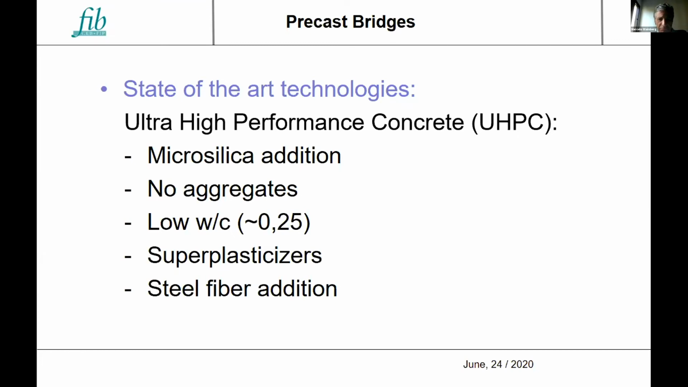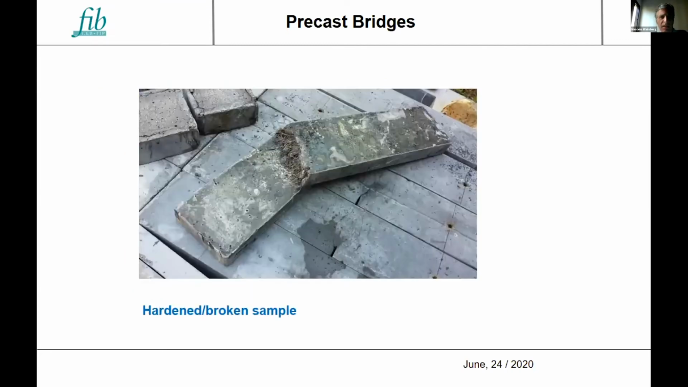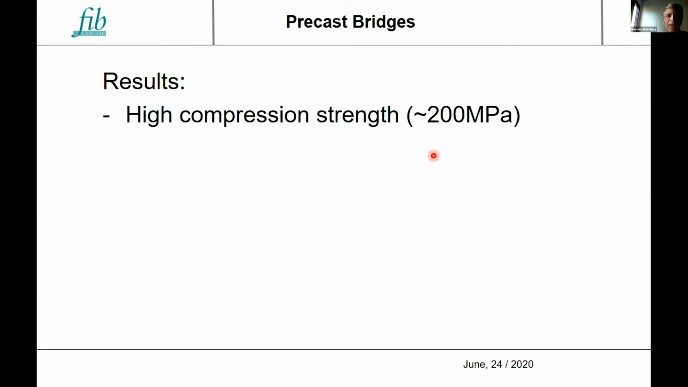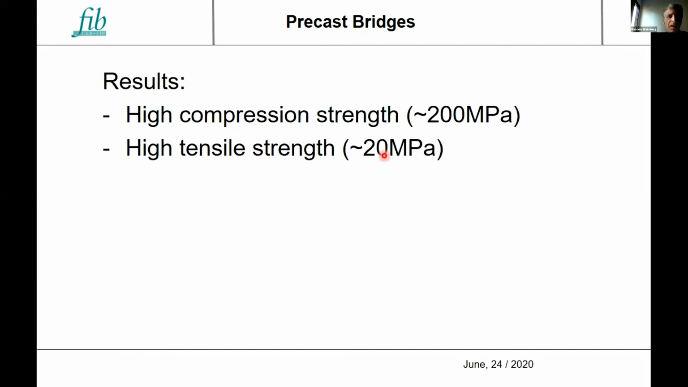And then we get to this sample made with this material to be tested. You can see the large amount of steel fibers in it. And as a result, we have the most thrilling aspects that I think we are now dealing with in our group. You have a very high compression strength material, up to 200 or 250 megapascal. High tensile strength as well, up to 20 megapascal.